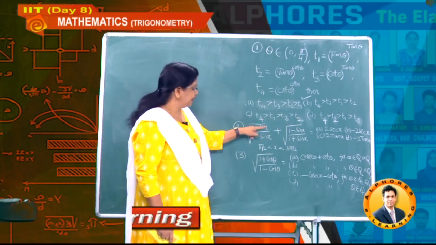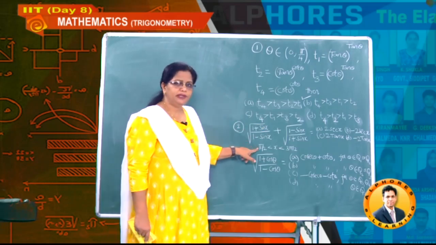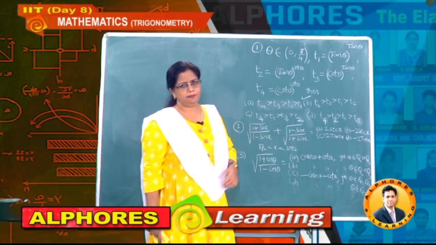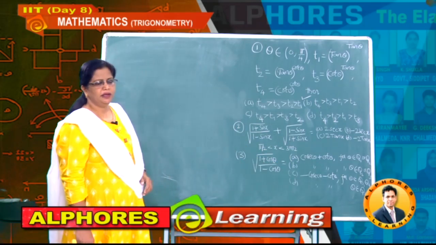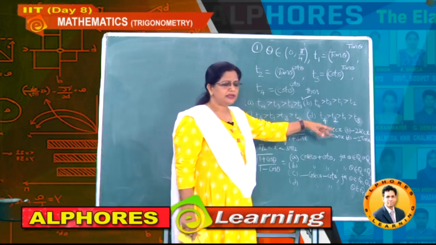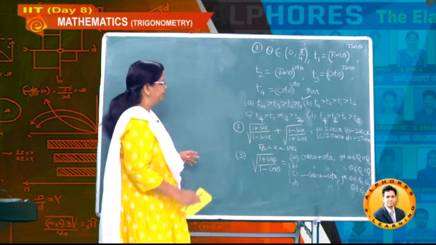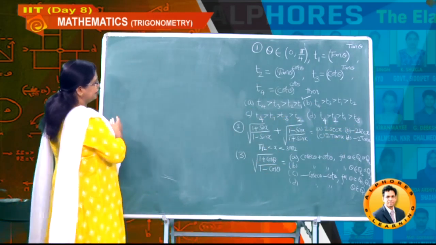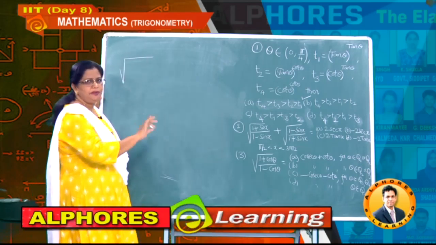Now what is the x value given? The x value is given as pi by 2 to 3 pi by 2. So students, what we have to do is concentrate first of all on how to eliminate the square root, because in the 4 options there is no square root. Then how can I eliminate it? First I want to try to eliminate the numerators.